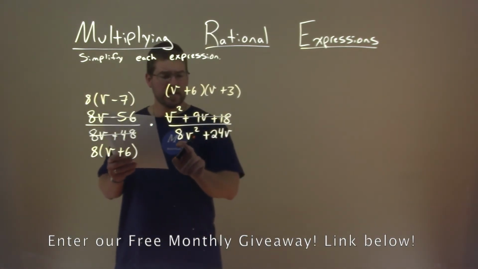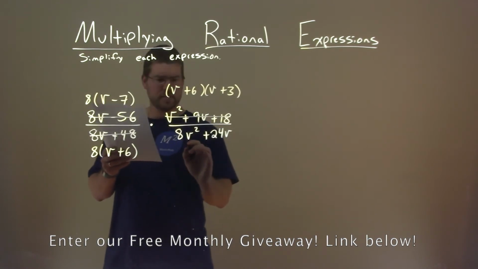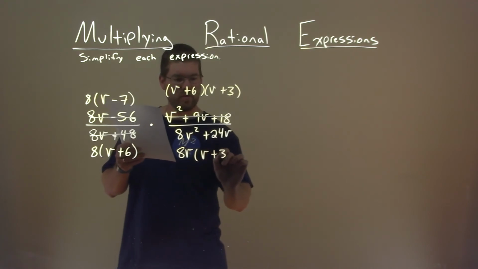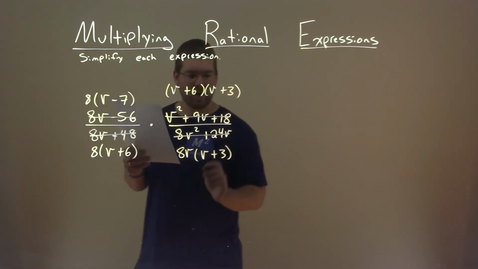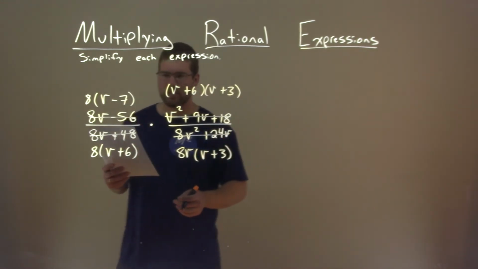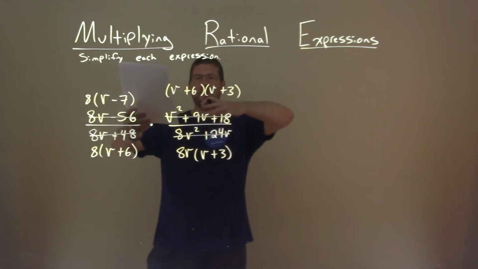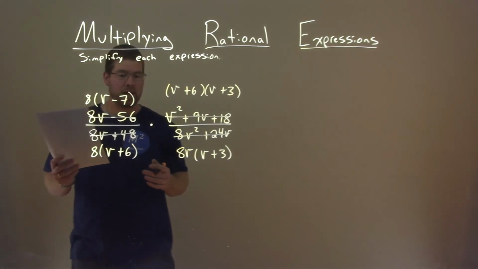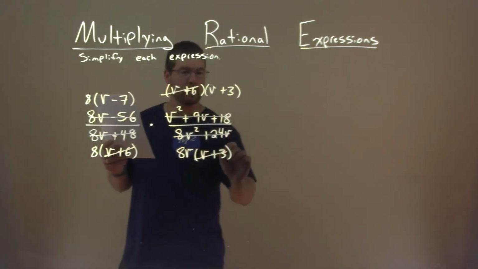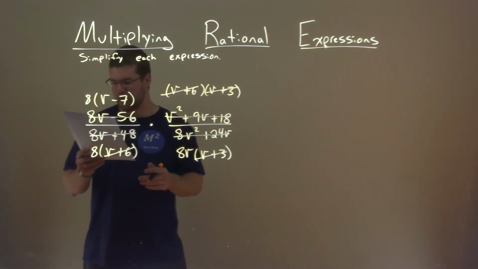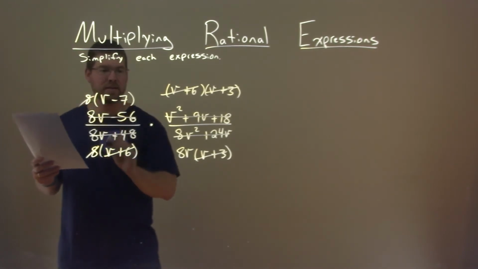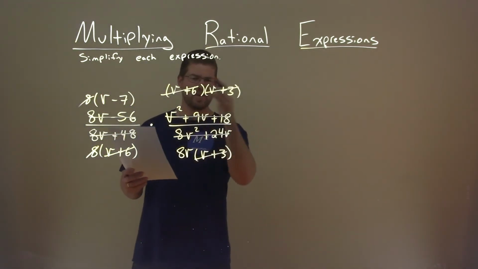Lastly, down here, an 8v is in both parts. So if I pull out an 8v, I'm left with, well, a v plus 3. So 8v squared plus 24v is replaced in our factored form. So now I have everything factored out. Let's see what we can cancel out. v plus 6 here. v plus 3 here, v plus 3 right there, and, well, an 8 and an 8. And nothing else seems, and that was kind of jumbled.